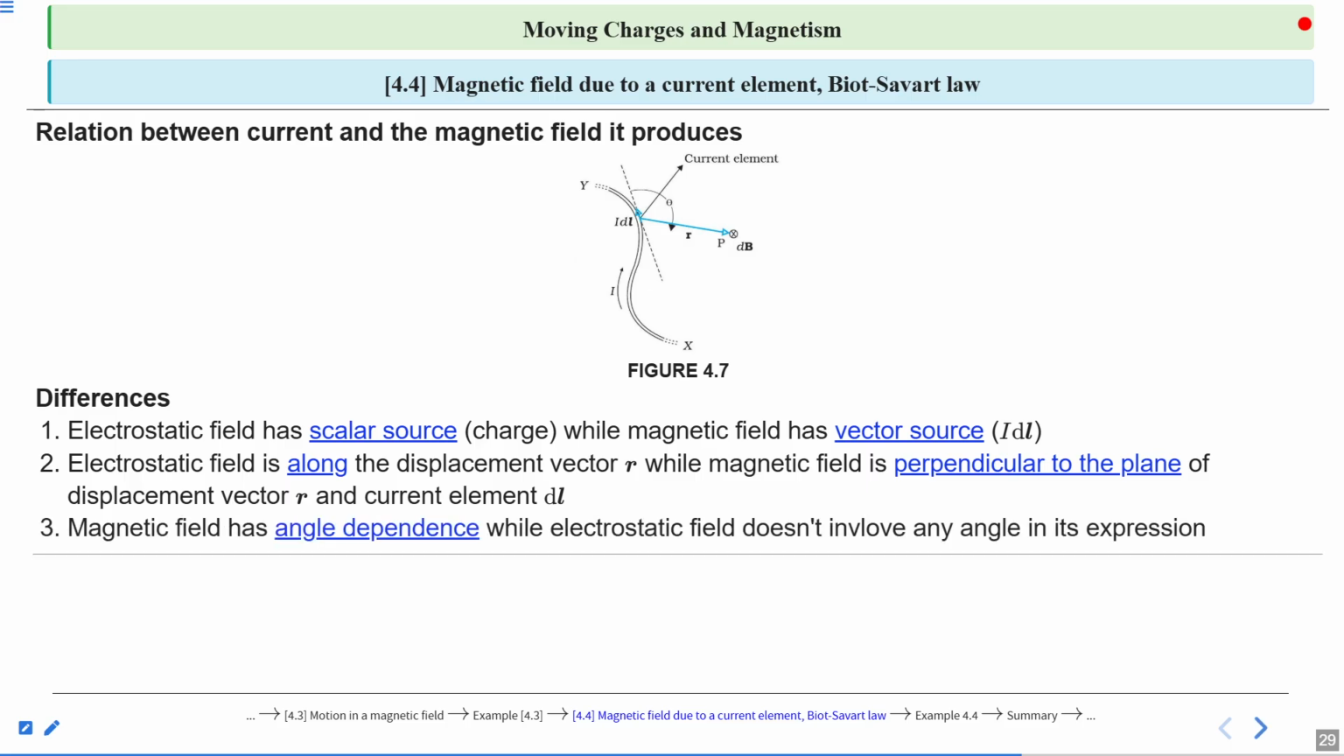But here the magnetic field is perpendicular to the plane of the displacement vector r, and also perpendicular to the current element dl. The magnetic field has angle dependence. In the formula for the magnitude of the magnetic field, we have seen that it depends upon sine theta. But in the electric field, there is no angle in its expression. So the electric field doesn't involve any angle in the expression, so it is angle independent.